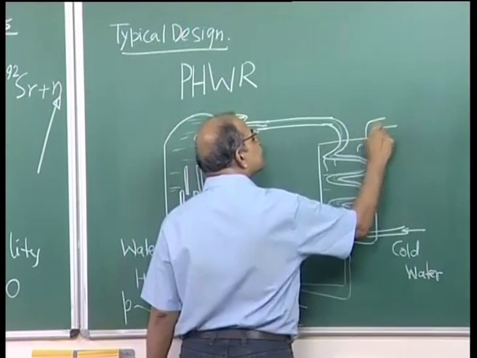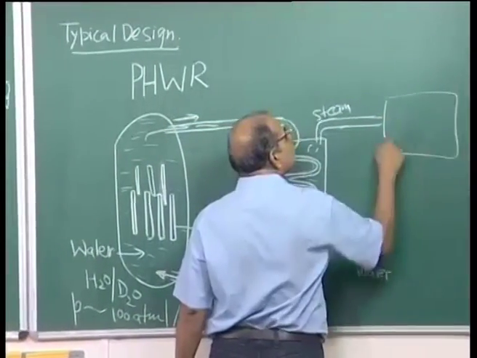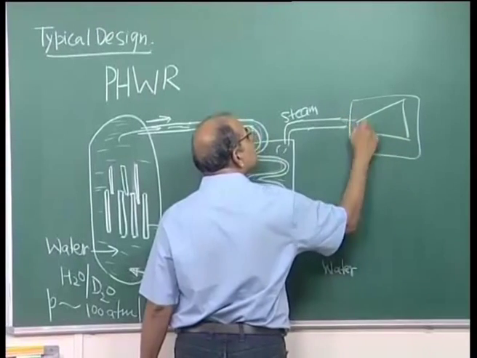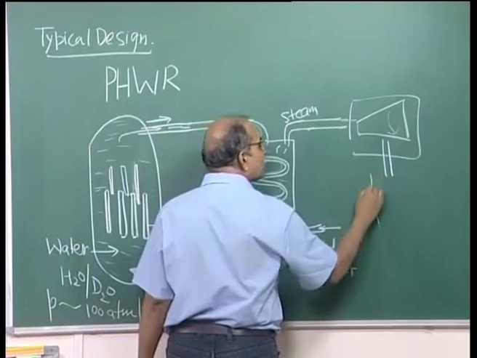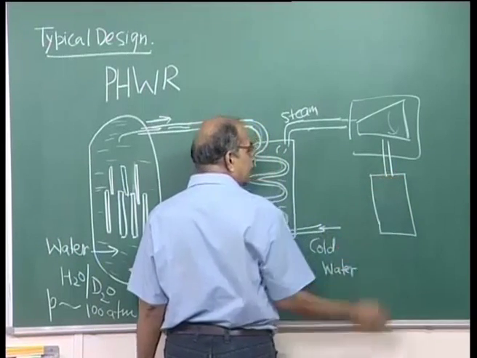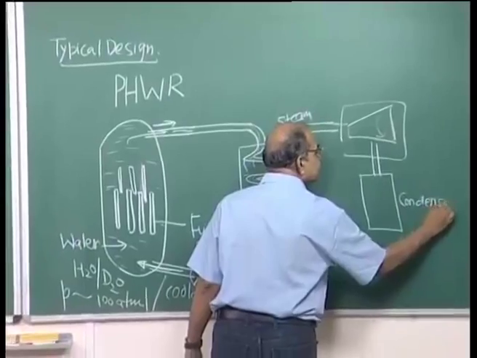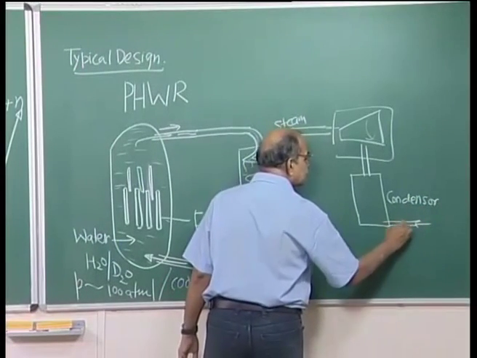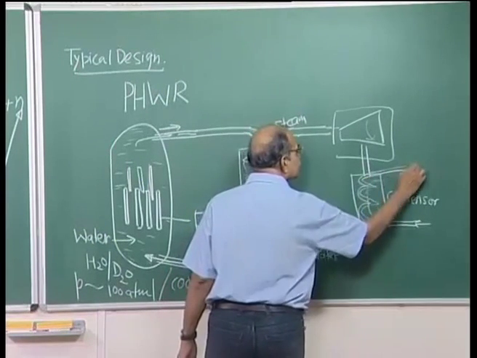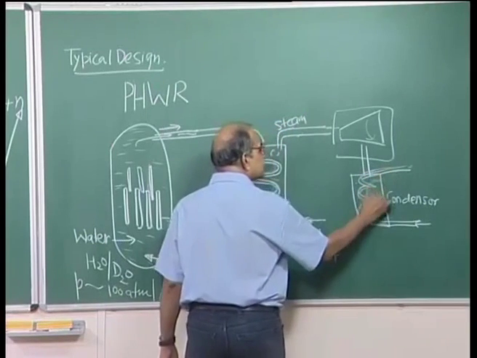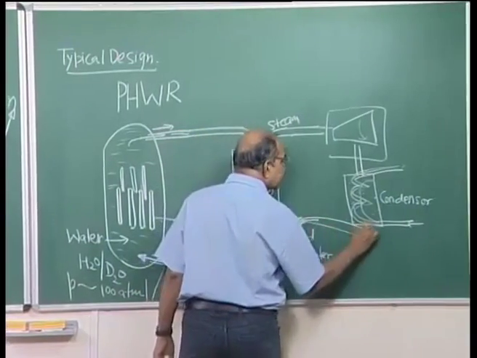and that steam can be taken to that turbine chamber to run that turbine, and then that steam can go to another heat exchanger, which you can call a condenser. So, you send this cold thing here. So, this steam becomes water, condenses here, and then that cold water can go to this.